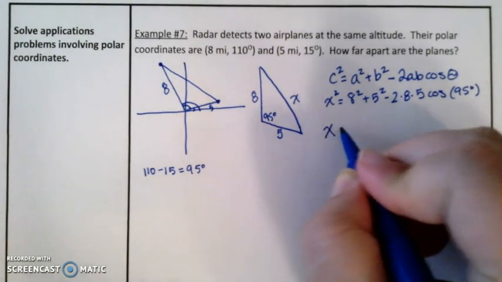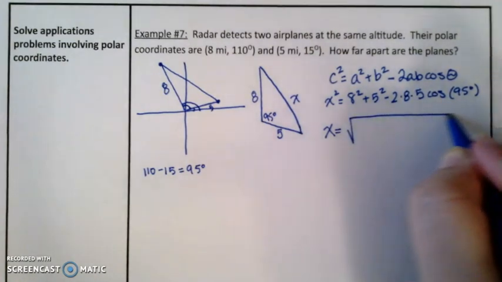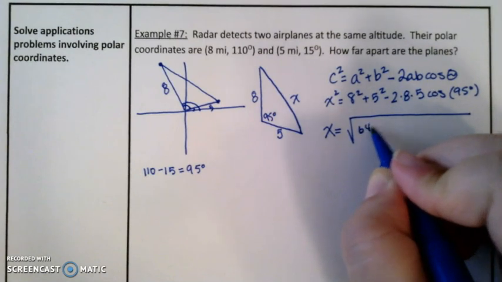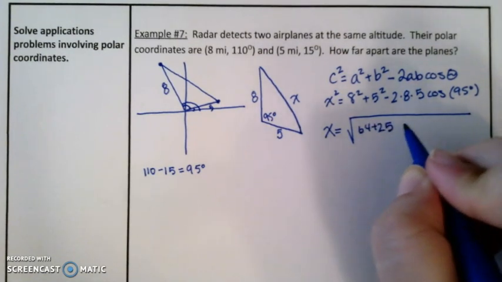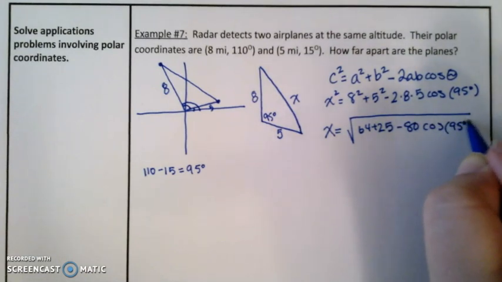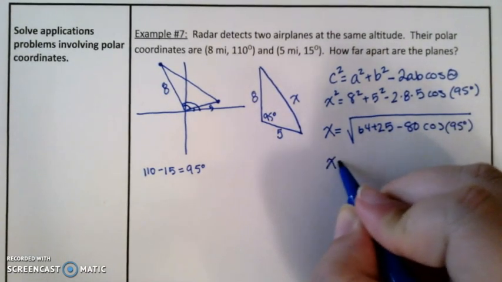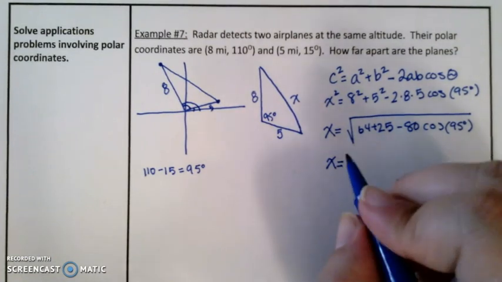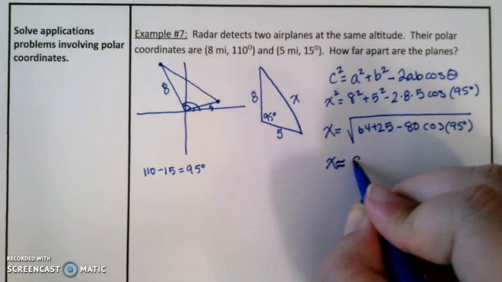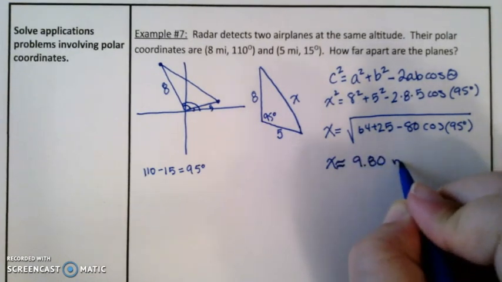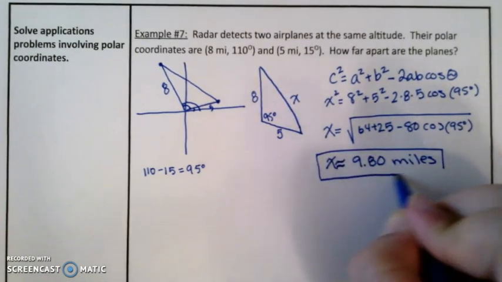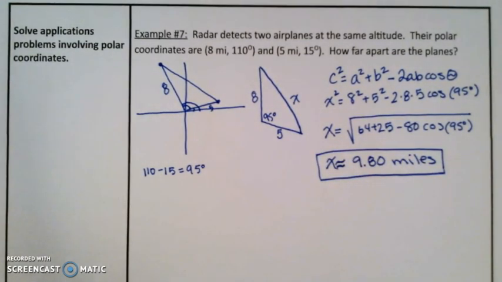Okay, so I say that x equals the square root of 64 plus 25 minus 80 cosine of 95 degrees. And I put that into the calculator to find that x is approximately 9.80 miles, because we're talking about how far apart they are. So they're only 9.8 miles apart.